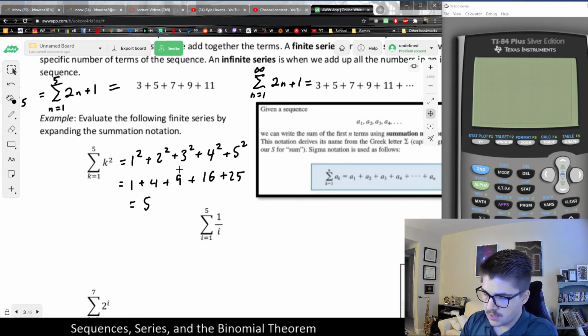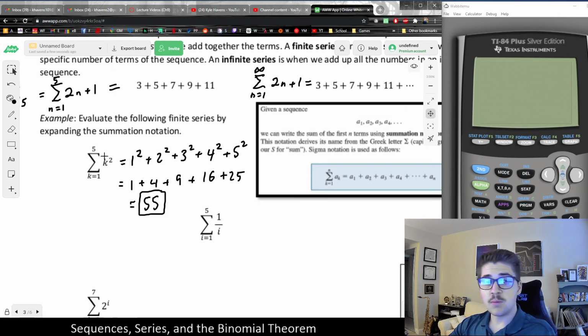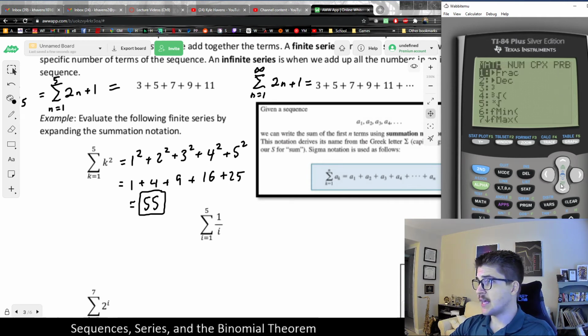Another thing I wanted to mention is you can actually do these sorts of things in your calculator as well. Let's say I asked you to add up the first 100 terms, that would become quite tedious in terms of doing actual physical math. In your calculator, you can find the summation notation under math. Not all calculators have this, but with the TI-84, it should be summation right there.